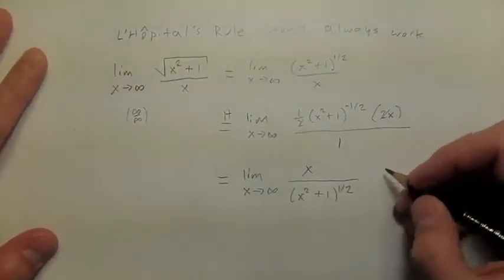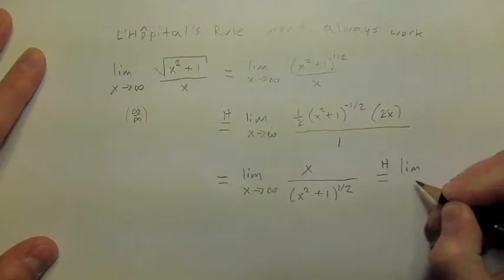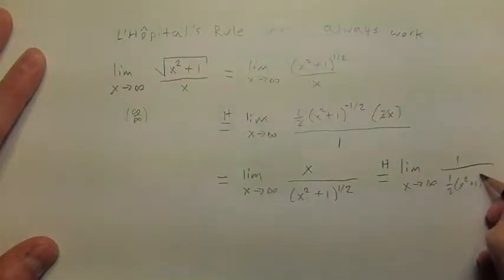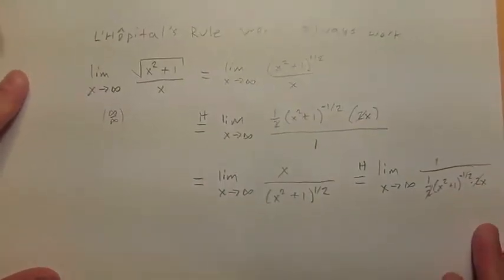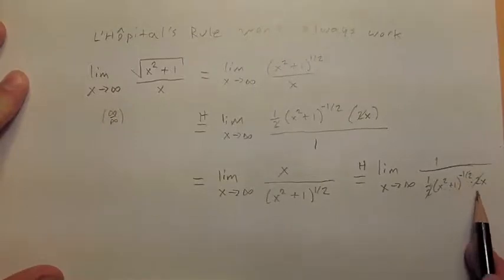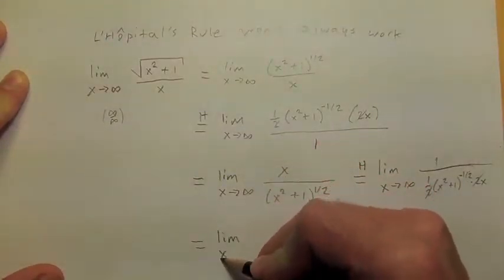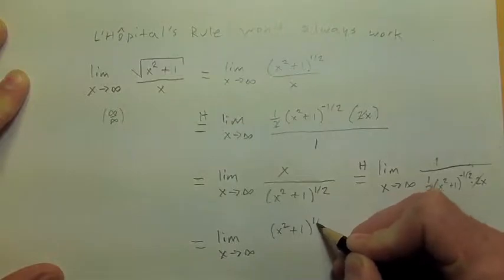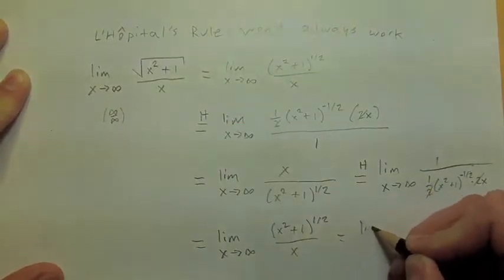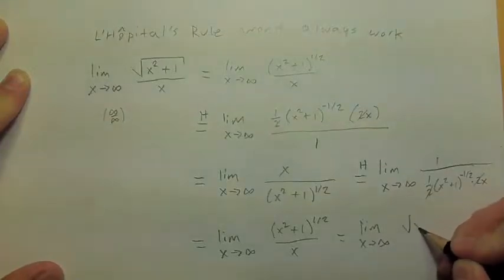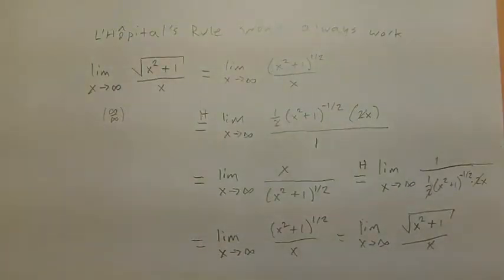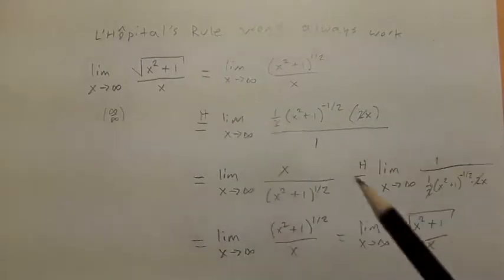And if you try to do it again, this is still infinity over infinity. Doing it again, the same steps, you'll actually get 1 over 1/2 times x squared plus 1 to the negative 1/2 times 2x. Once again, now we can move this guy up, because we have it to the negative 1/2, and we'll have the limit as x goes to infinity of x squared plus 1 to the 1/2 all over x, which is the limit as x goes to infinity of the square root of x squared plus 1 all over x. Kind of problematic, because now we're right back to where we started.